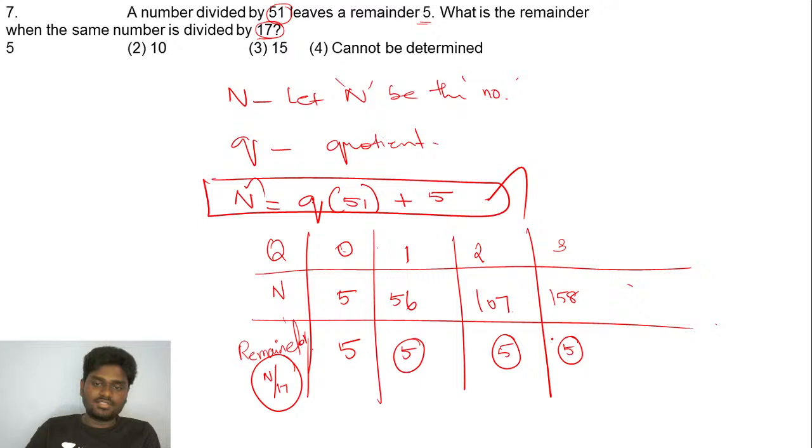So listen how it works here exactly. You need to do what? 51 into 0 you need to do. 51 into 0 you do, you'll be getting 0.